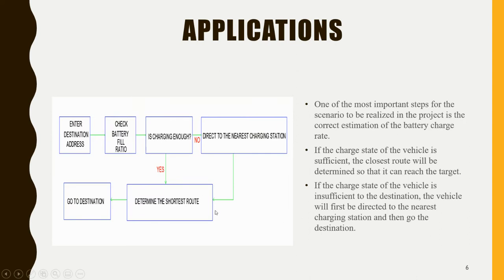Application. One of the most important steps for the scenario to be realized in this project is the correct estimation of the battery charge rate. If the charge state of the vehicle is sufficient, the closest route will be determined so that it can reach the target. If the charge state of the vehicle is insufficient to reach the destination, the vehicle will first be directed to the nearest charging station and then go to the destination.